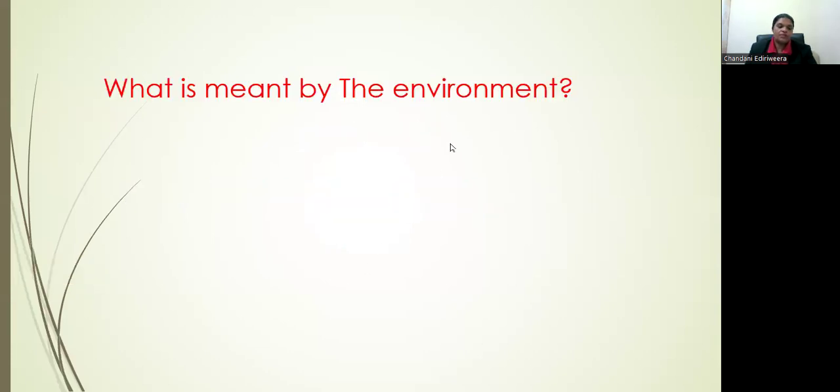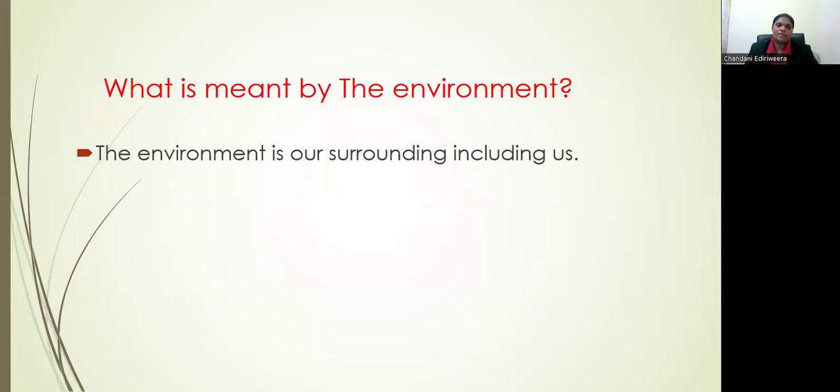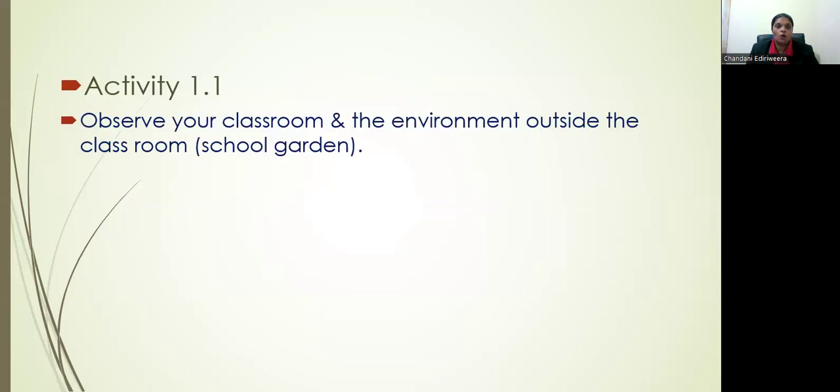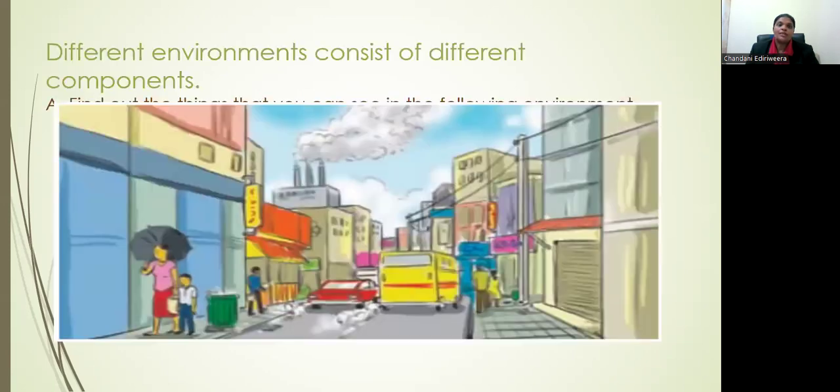In this lesson, first we need to know what is meant by the environment. So what's meant by the environment? You know, the environment is our surrounding, including us. So when you look at the outside, you can see the lands, the water bodies, the houses, plants, animals. So like that, there are a lot of things you can see according to the environment you live in. When you look at your home garden or your school garden, you can see the different substances.